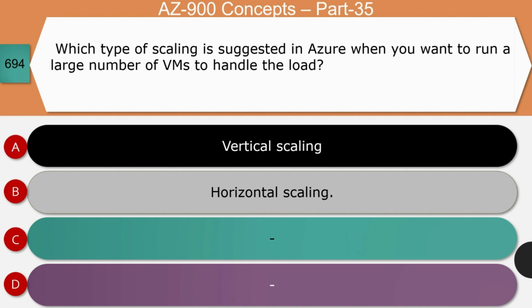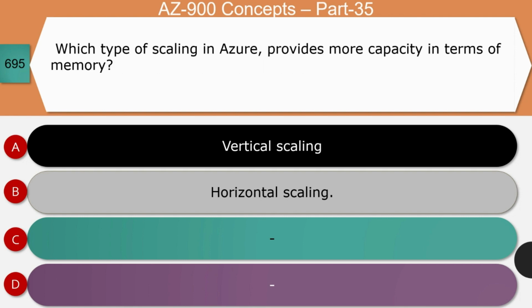Next question, which type of scaling is suggested in Azure when you want to run a large number of VMs to handle the load? Is it vertical scaling or horizontal scaling? The right answer for this question is horizontal scaling. Let's see the reason. Horizontal scaling type is suggested in Azure when you want to run a large number of VMs to handle the load.